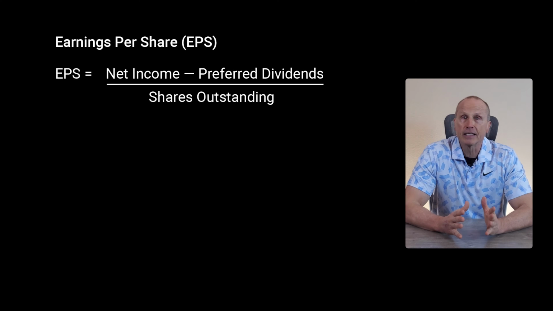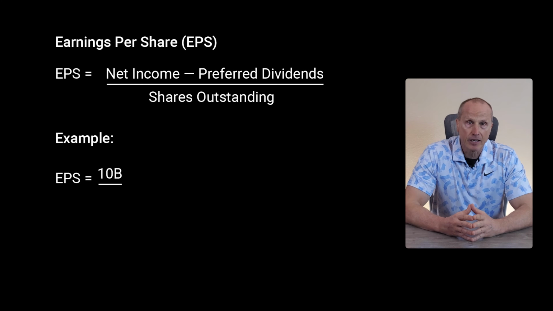Earnings per share, or EPS, is simply a company's net income minus any preferred dividends, all divided by the number of outstanding shares. For example, let's say a company's net income minus preferred dividends is $10 billion, and it has 2 billion shares outstanding. That would give it an EPS of $5.